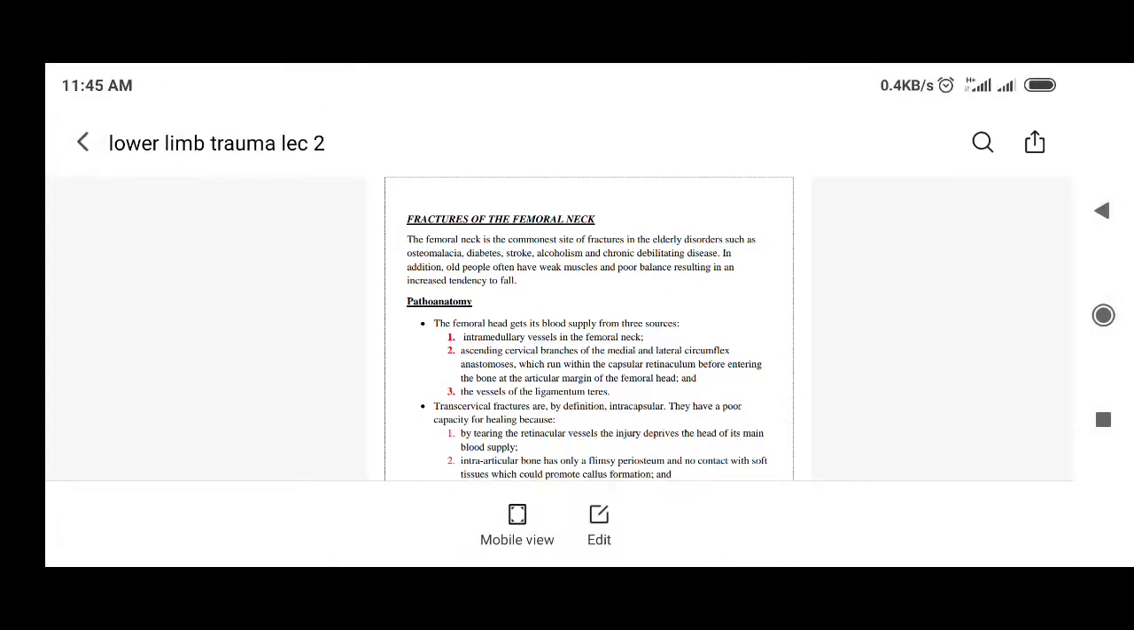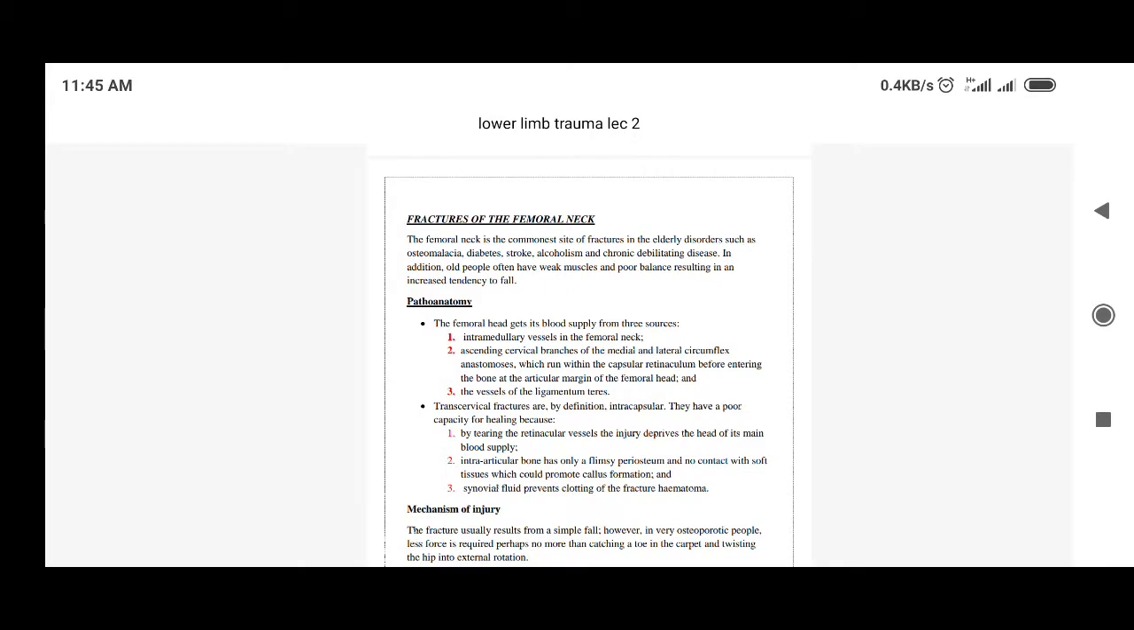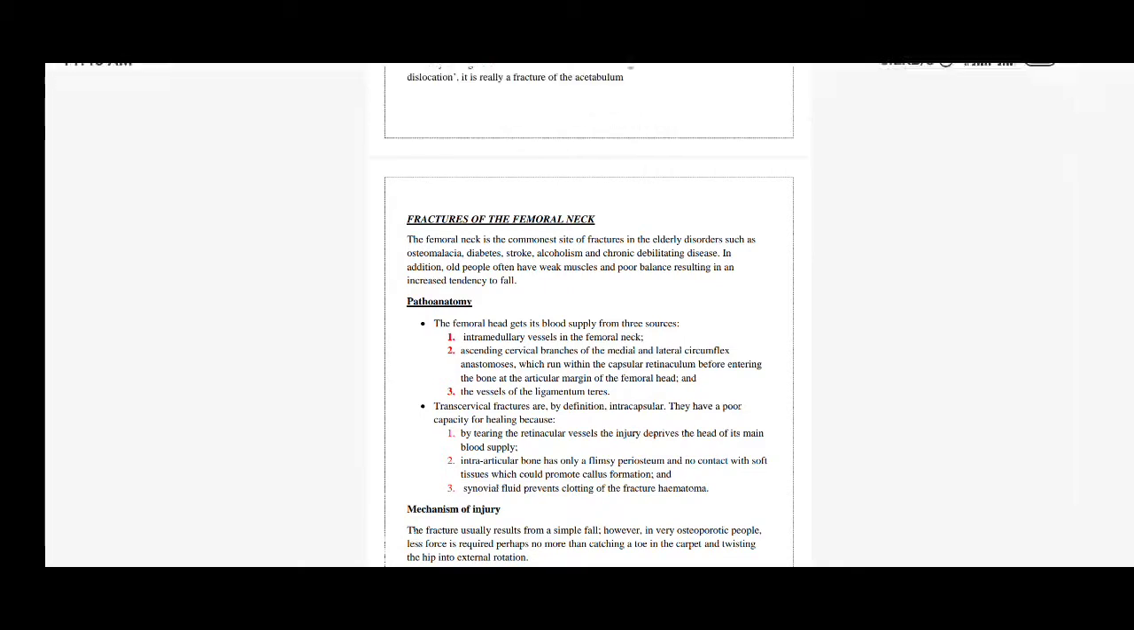Another subject is a very important and very common one you're facing in the emergency department: the fracture of the femoral neck. The femoral neck is the commonest site for fracture, especially in elderly, such as osteoporotic patients, diabetic, stroke, alcoholism, and chronic debilitating disease. In addition, old people often have weak muscle and poor balance, resulting in an increased tendency to fall, even in trivial trauma, such as rolling over the blanket.